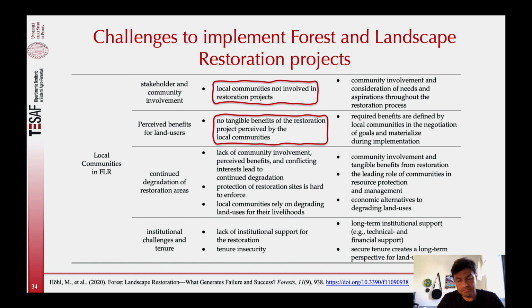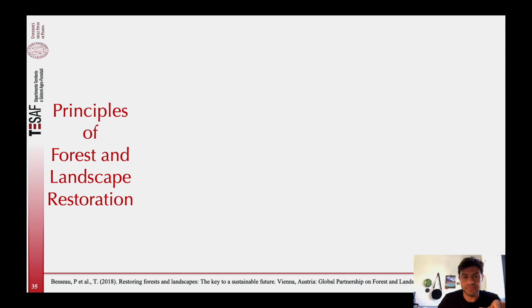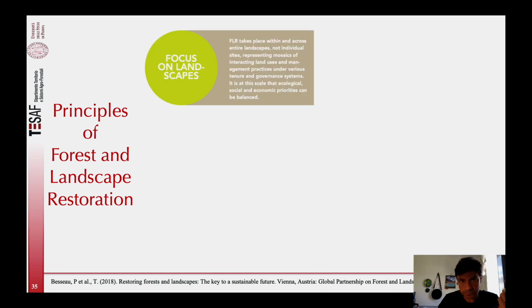And all of these challenges and problems that people are facing to implement forest restoration projects could be avoided if the principles of forest and landscape restoration were being followed. The first one is to focus on the landscape. So define the boundary and try to identify the degraded area, the social actors, the stakeholders, and the available resources that you can count on to restore the landscape as a whole, as a social-ecological system.